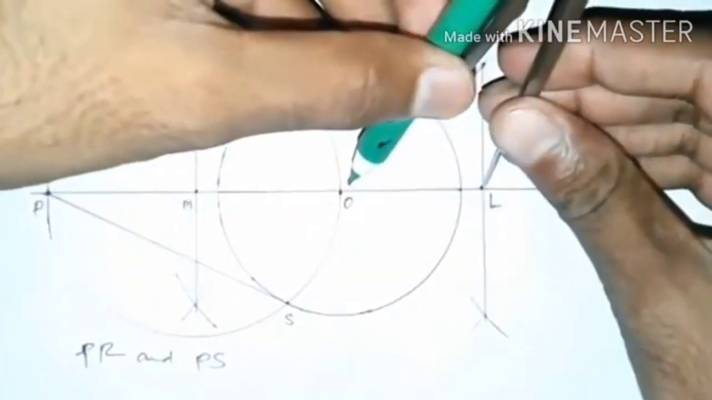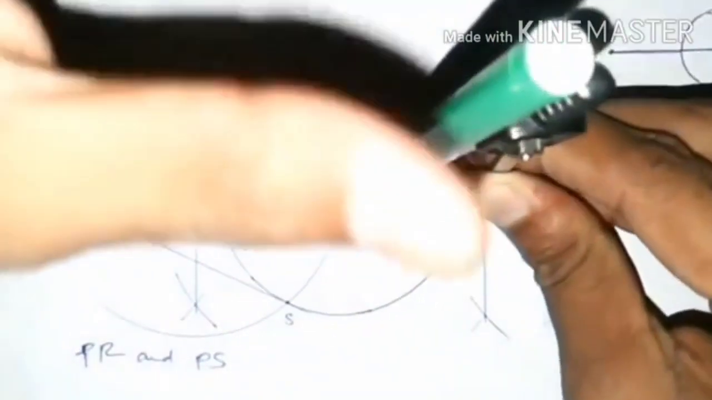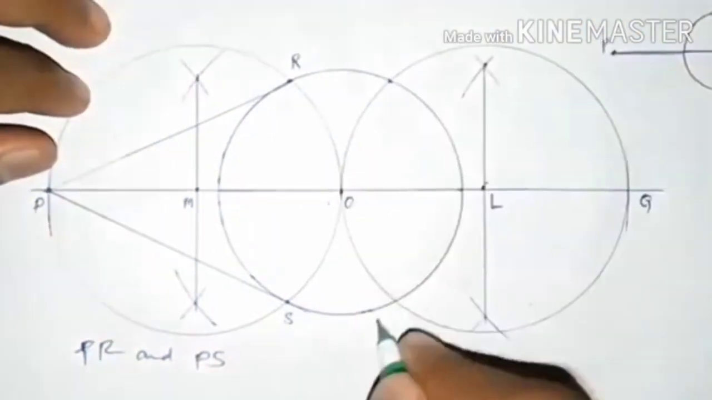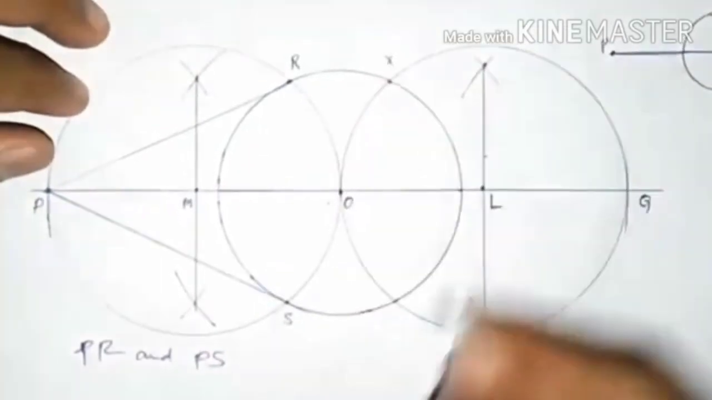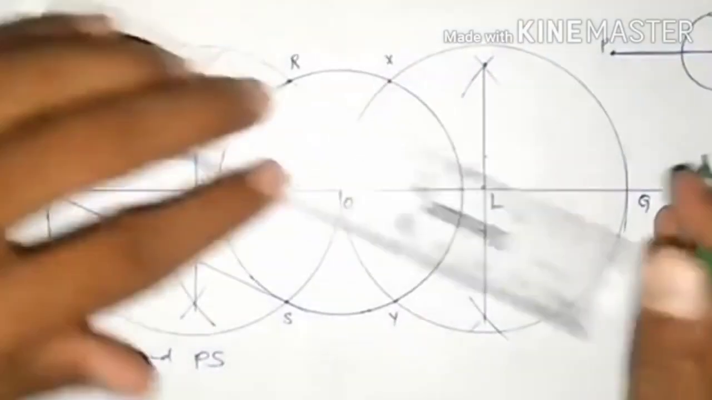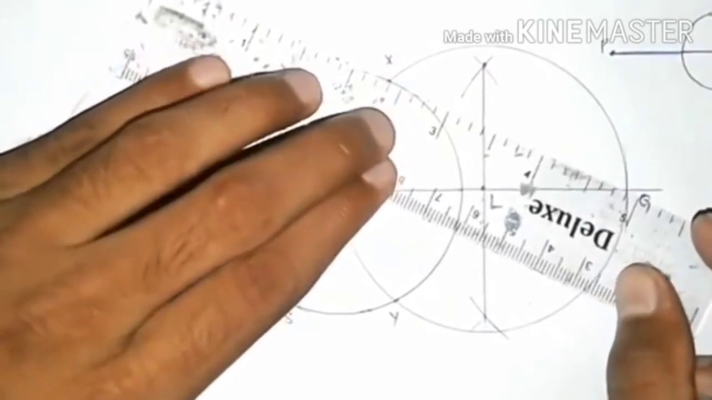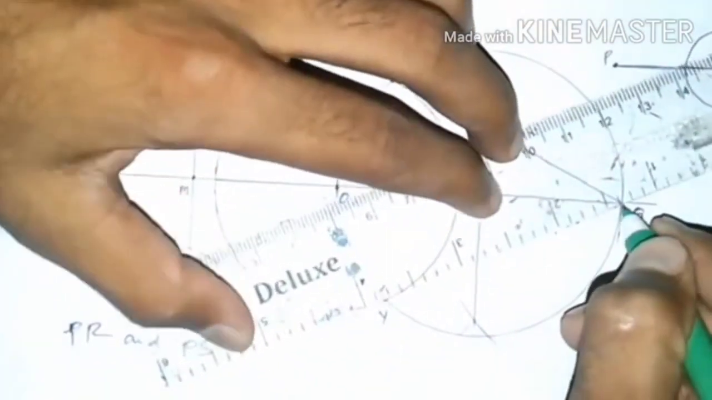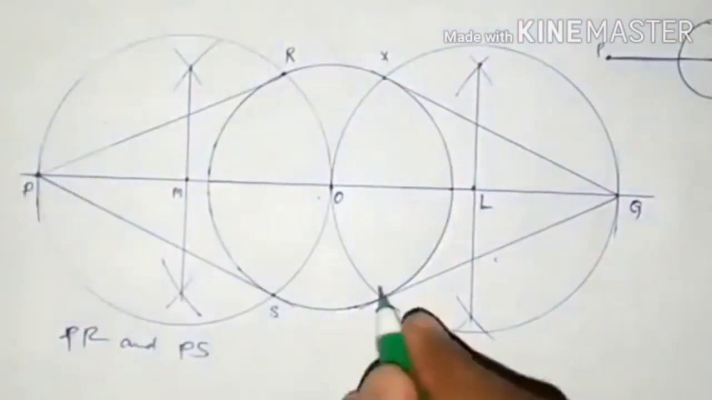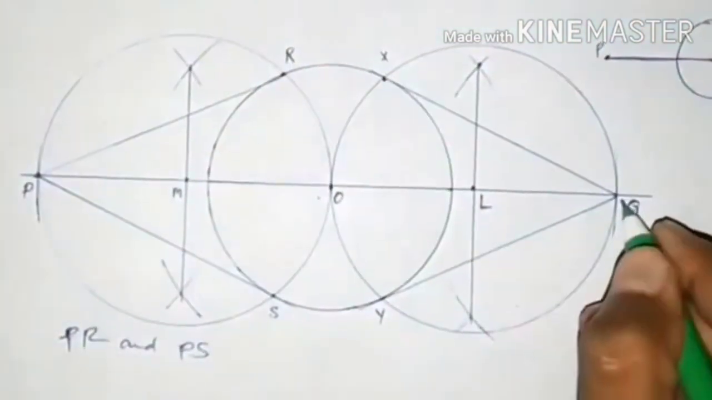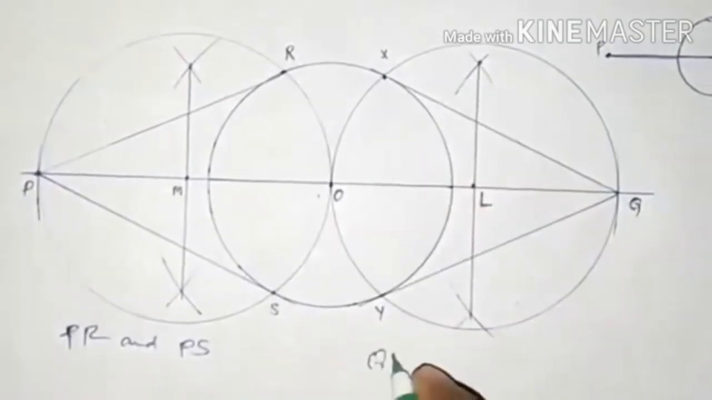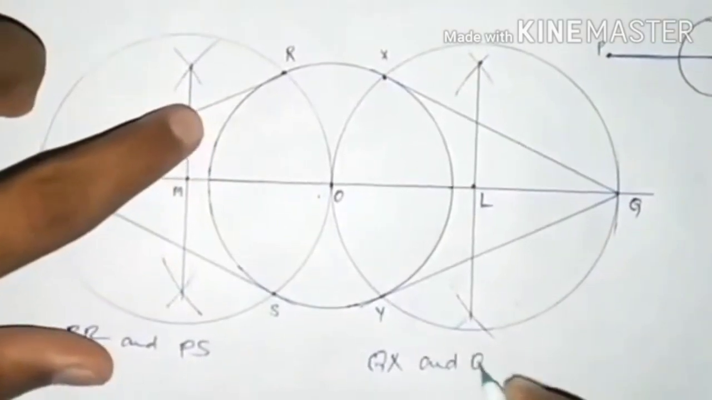Now with LO as radius and L as center, draw another circle which will pass through the point Q. And point of intersection of the two circles we can mark it as X and Y. Join XQ and QY, and this XQ and QY are the tangents from the external point Q. QX and QY are the tangents.